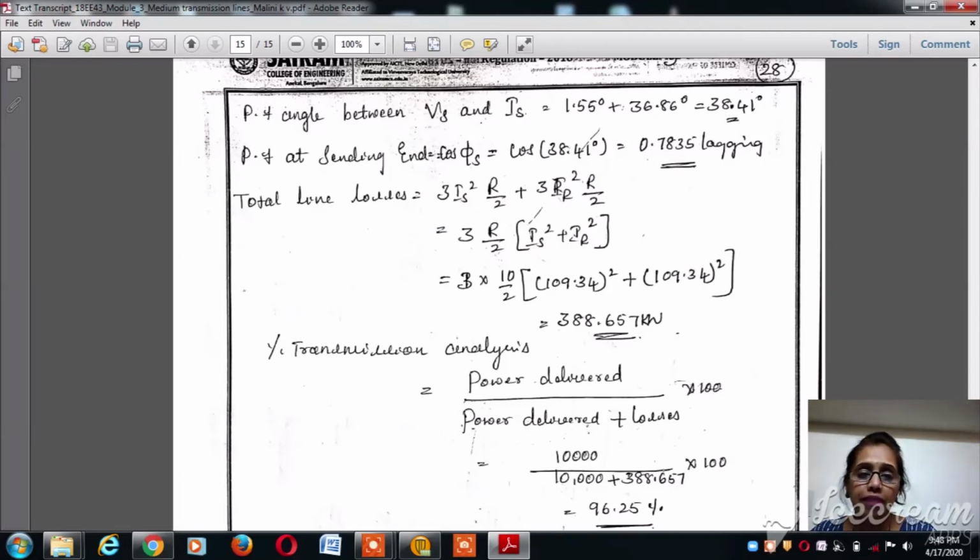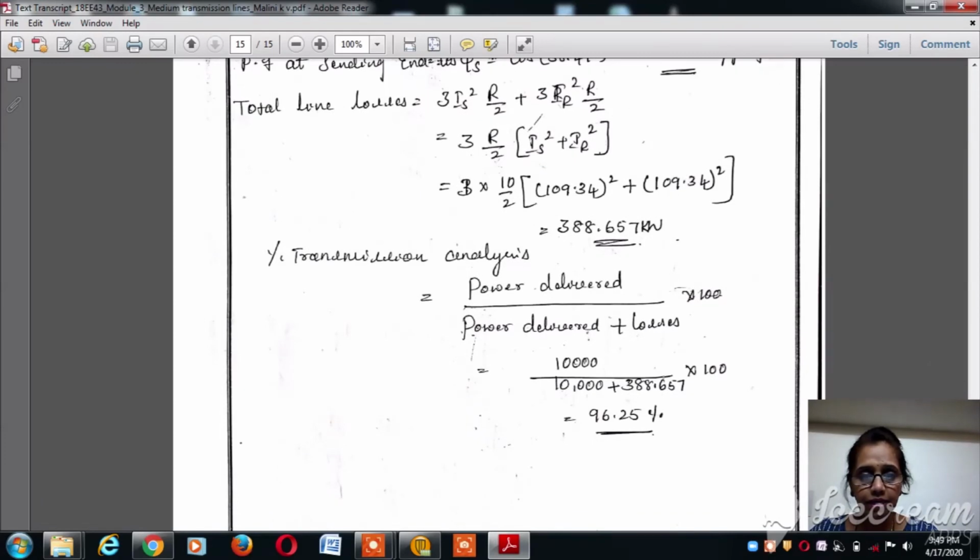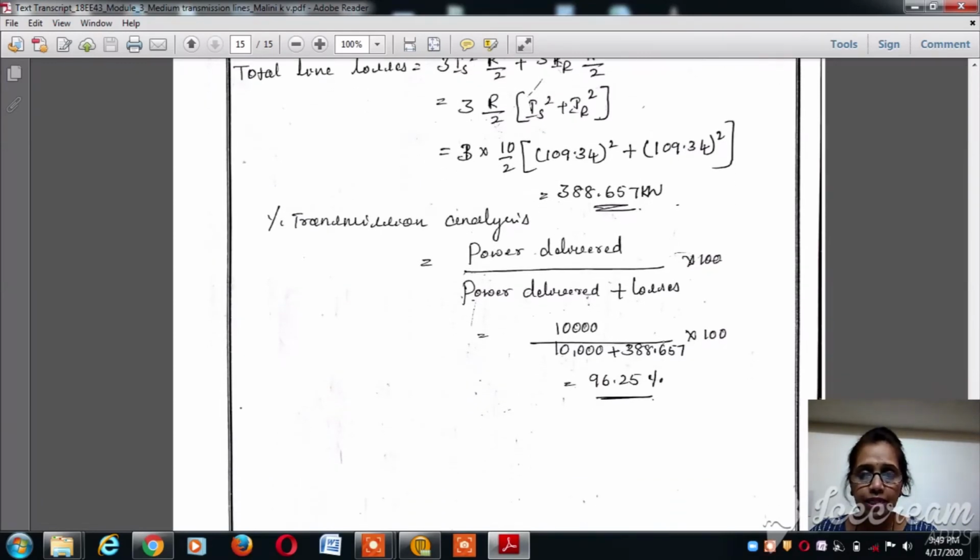Now power factor at the sending end is nothing but cos phi s. Cos of phi s is cos 38.41, which is 0.7835 lagging. Now what is the total line loss? Total line loss is nothing but 3 into Is square into R divided by 2 plus 3 into IR square into R divided by 2. Here Is is the sending end current, IR is the receiving end current. 3 into R divided by 2 is common, so into Is square plus IR square. Now calculate, we will get total line losses as 388.657 kilowatt.